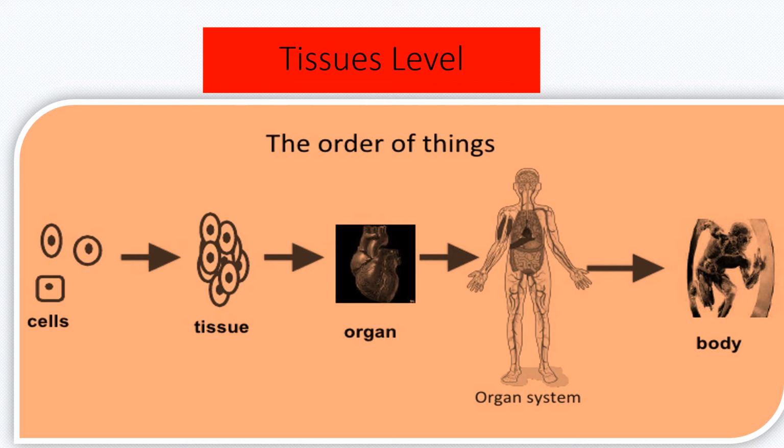In this picture you can see that a single cell forms a tissue, then an organ, then an organ system, and in the last, a body, meaning an individual body.